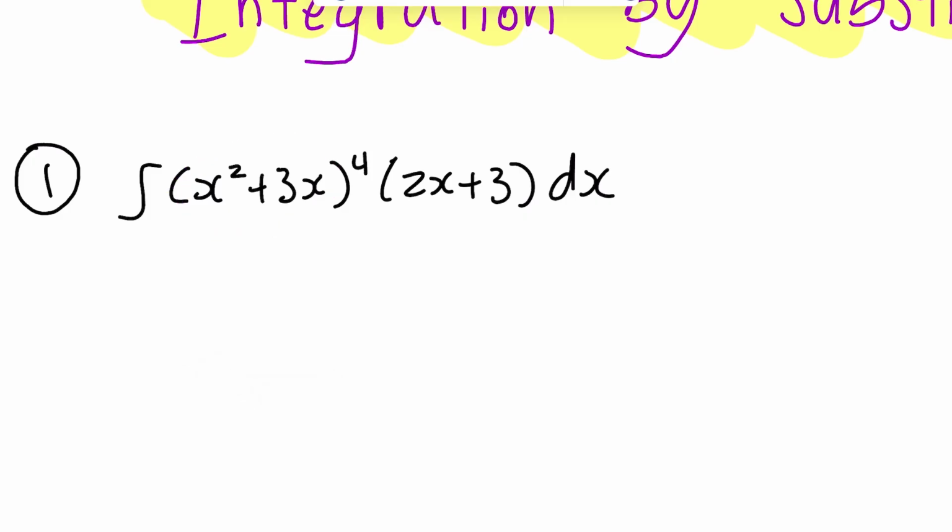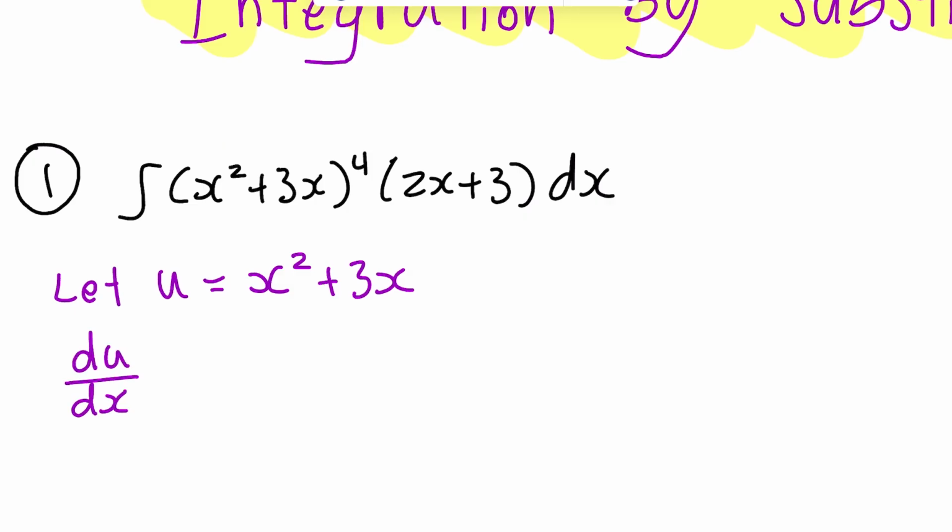So what we can do is let u equal this function. Let u equal x squared plus 3x. And what we're going to do next is differentiate that. So du by dx is going to be 2x plus 3. Remember, that is the derivative, okay?